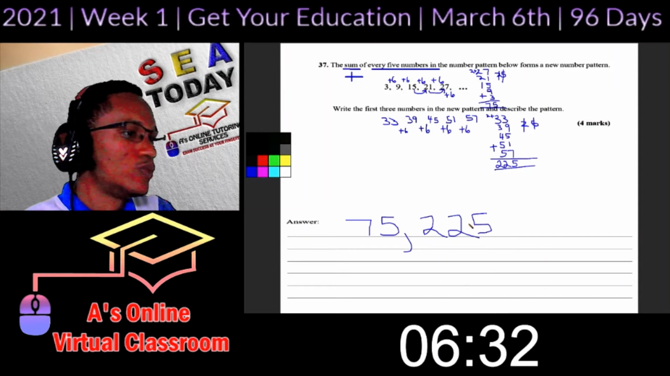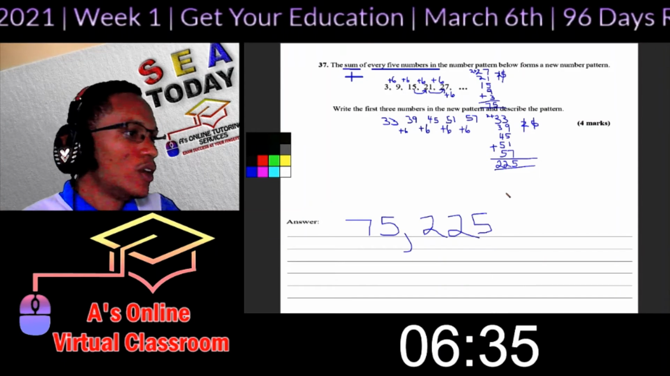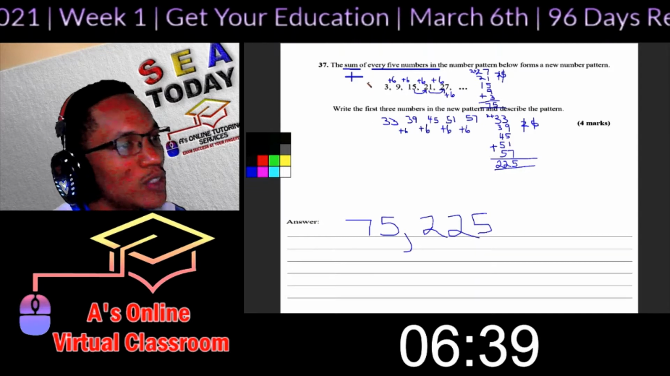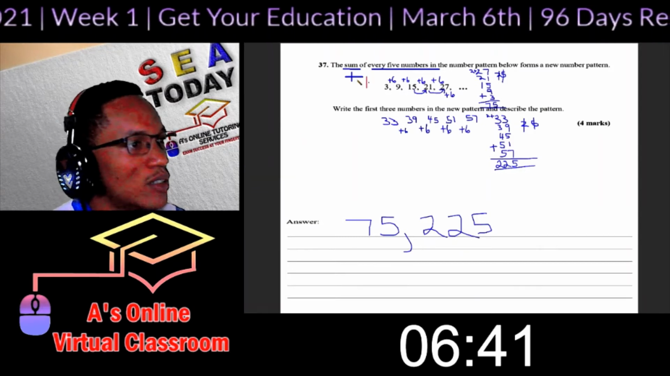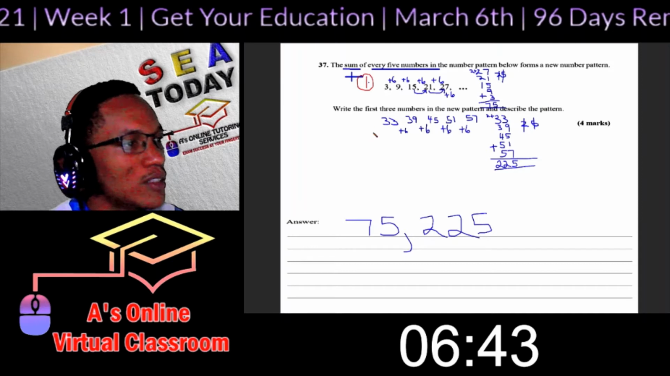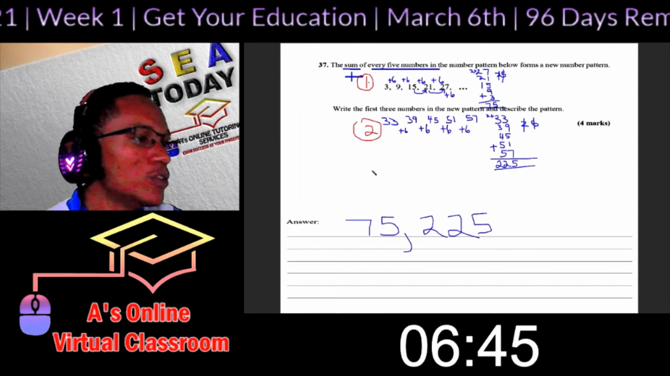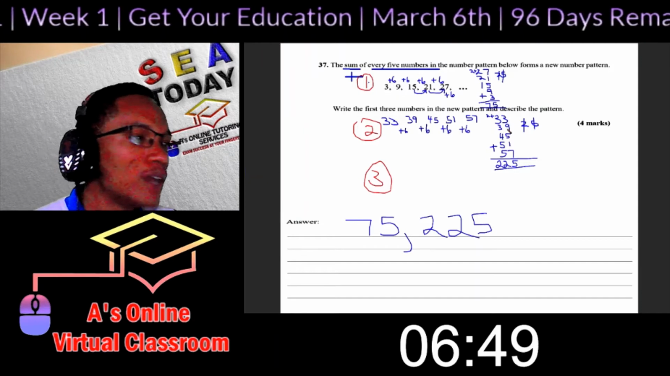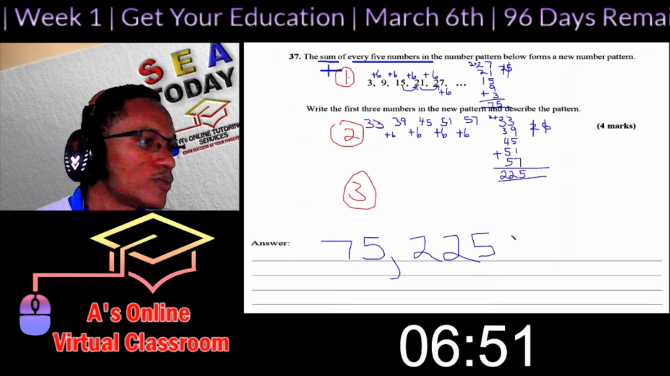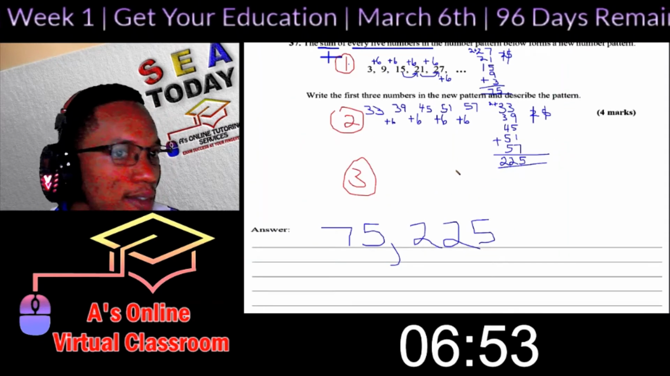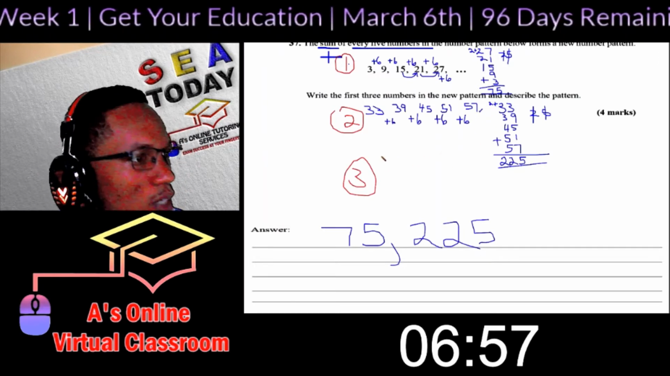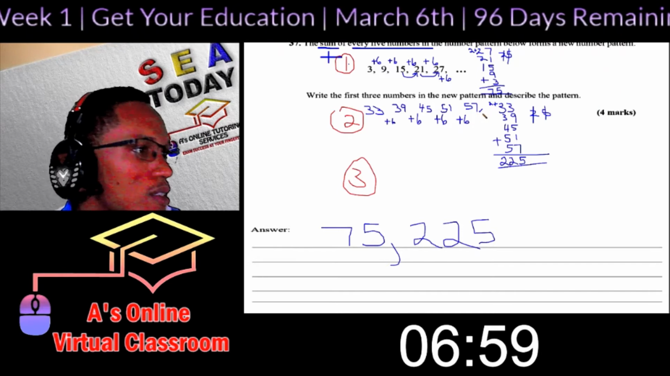Next we have to find the next 5 numbers. So this was the first 5 numbers, this was the second set of 5 numbers, and now we're going to do the third set. We're continuing our number pattern from where it was. We ended at 57, so we have to do 57 plus 6.